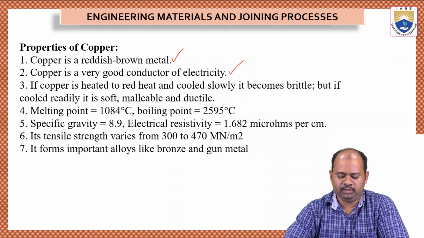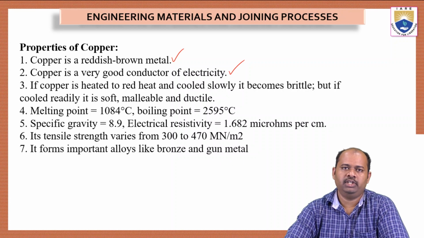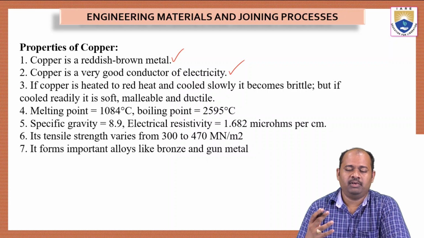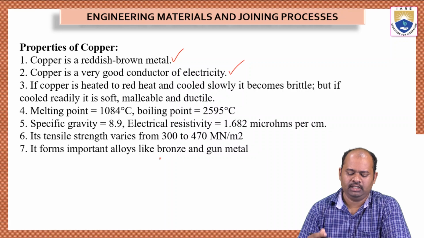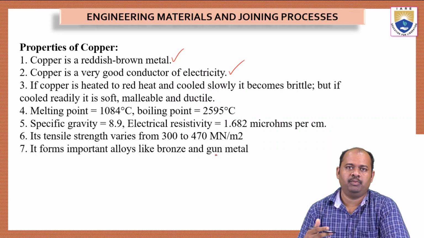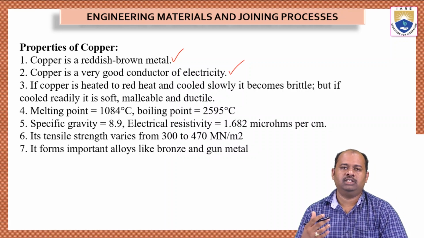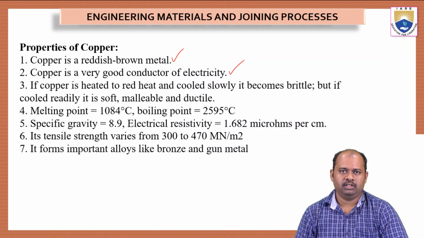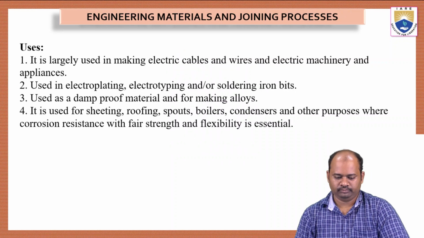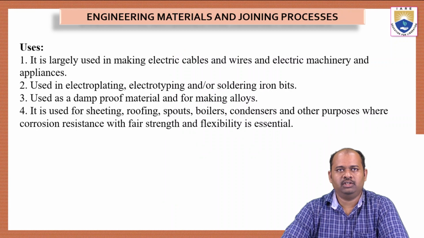Bronze and gunmetal are mostly used in other applications, like bronze is used in making plates, and gunmetal can be used in the preparation of shells for bullets used for machine guns. When we see the uses of copper, it is largely used in making electric cables and wires.